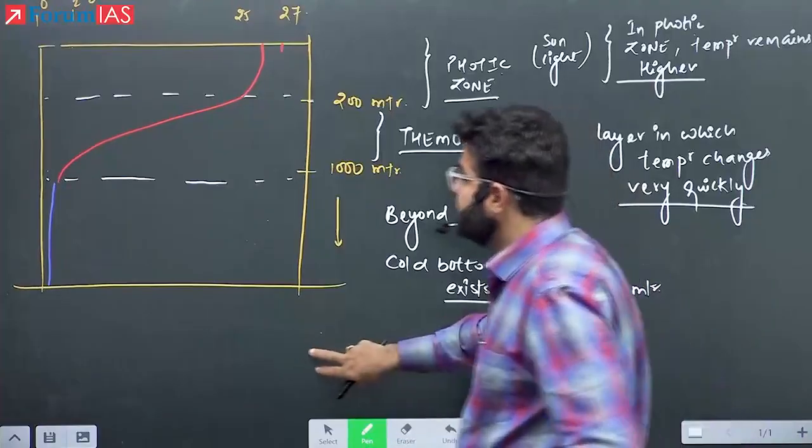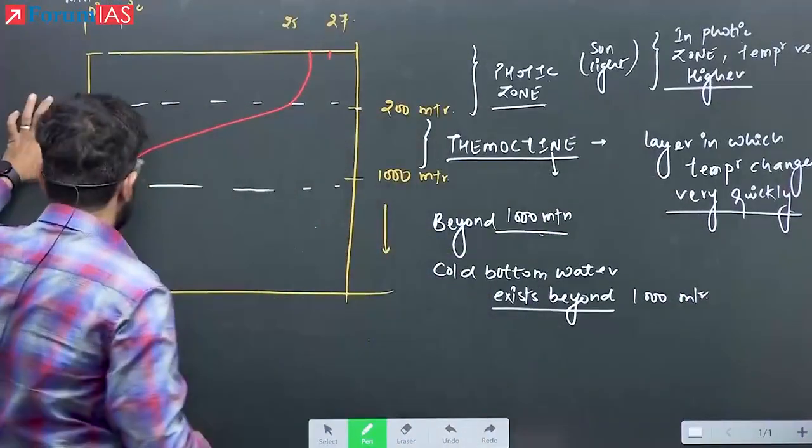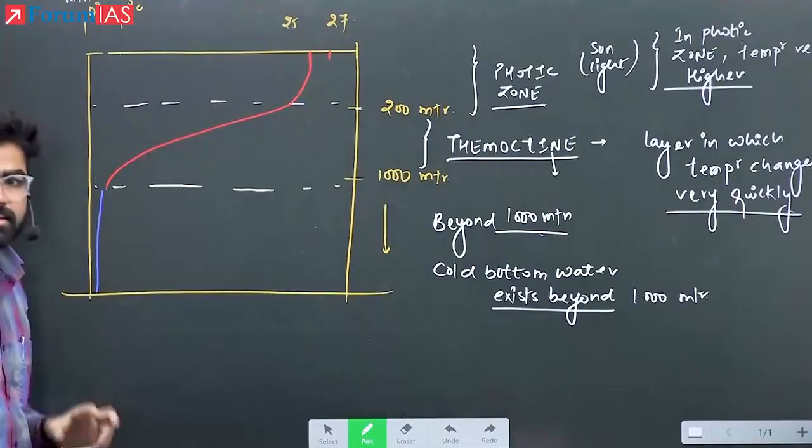So we have three layers. One, the upper one; the second, this thermocline; and the third is the bottom one, right?